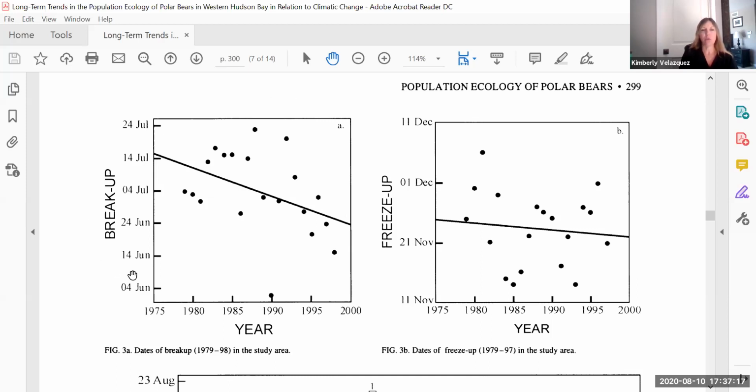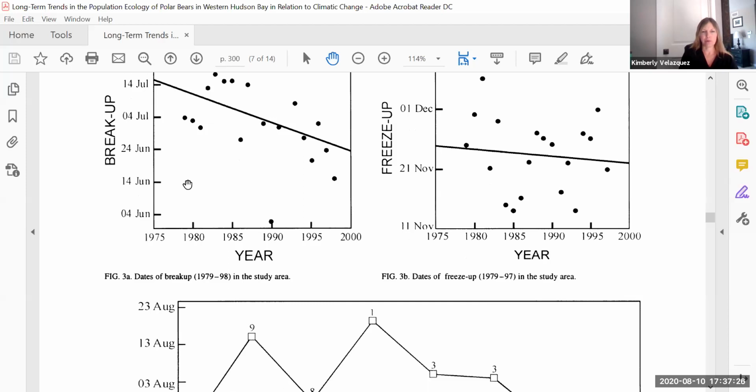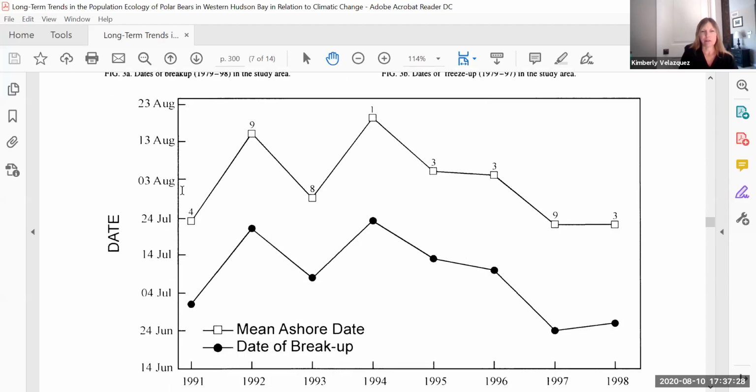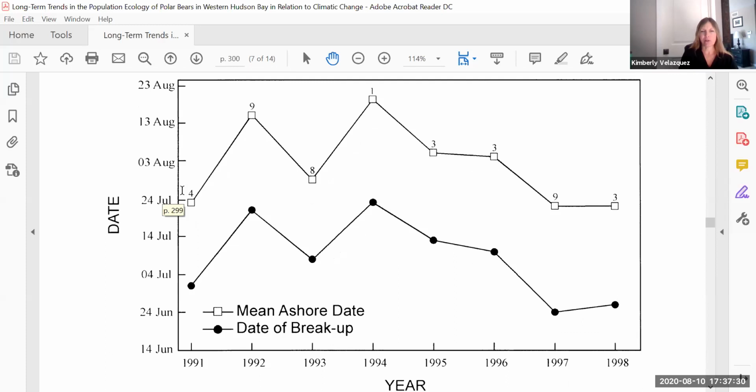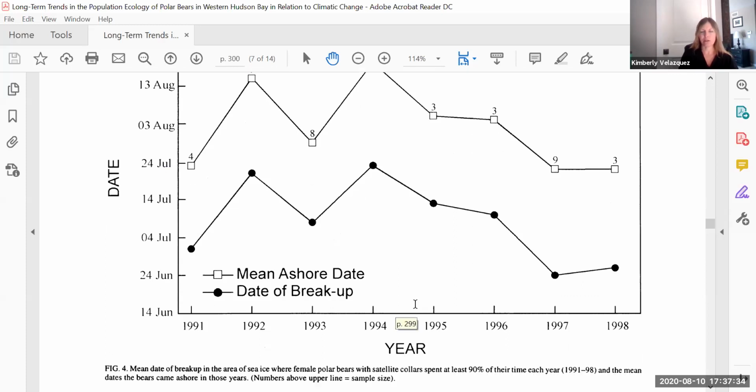So scatter plots will be used a lot in this course. They are used to show the relationship between your two variables, your dependent and independent variable. This is called a line graph, and line graphs are very appropriate for showing change over time. So you can see years on the x-axis, and you can see this change over time with the line graph.